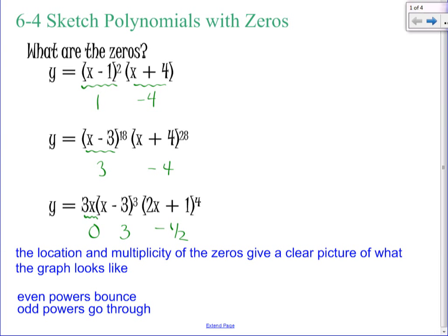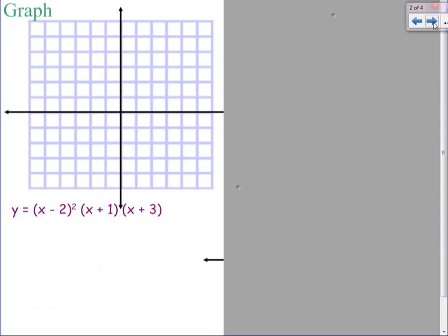Okay, here's what the exponents on them mean. If you have an even power on it, so for instance this 4 right here, it's going to bounce on this number, and the odd ones are going to go through that number. It'll make more sense when we see a picture, but just know that is the rule of thumb. If there's an even number, it bounces, and it's going to go through on the odds. Here's what I mean.